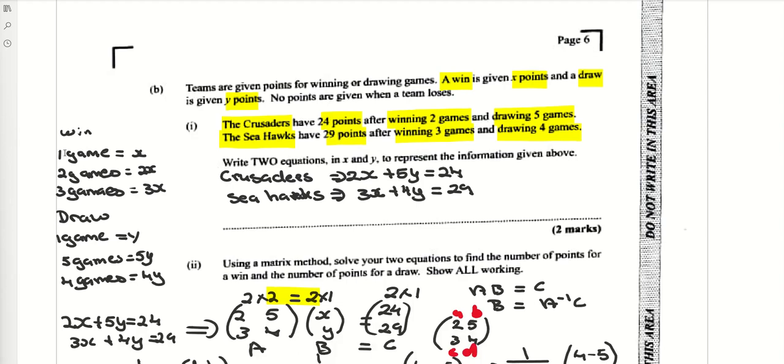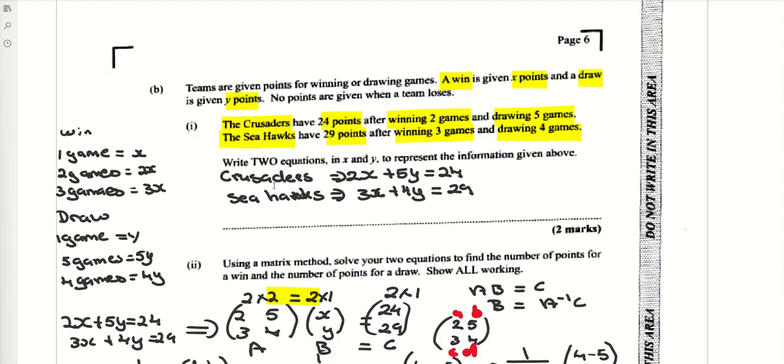So we know if you win 1 game, you're given X points. So if you win 2 games, that would be 2 multiplied by X, which is 2X. And for Seahawks, they won 3 games, that would be 3 multiplied by X, which is 3X. If you drew a game, you're getting Y points. So 5 games would be 5 by Y, which is 5Y, and 4 games would be 4 by Y, which is 4Y.